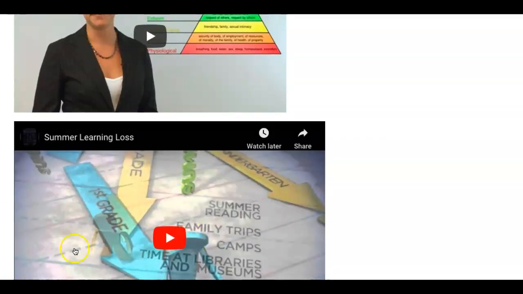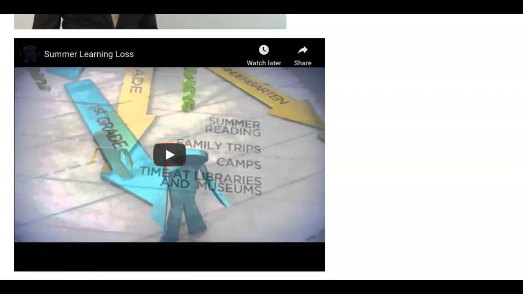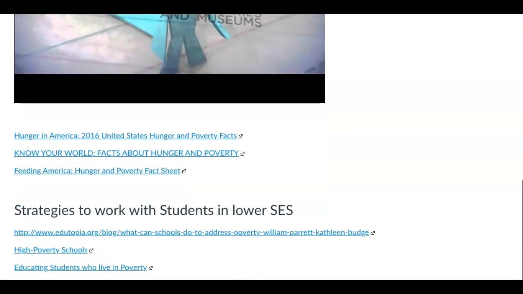Some are learning loss, and this is a really great visual to explain what's happening. The lack of resources or lack of experiences that happen even before they get into school, which we talked about, the 30 million word gap, two weeks ago, and then this will go in and talk about it even more if you don't provide those consistent experiences to kids.